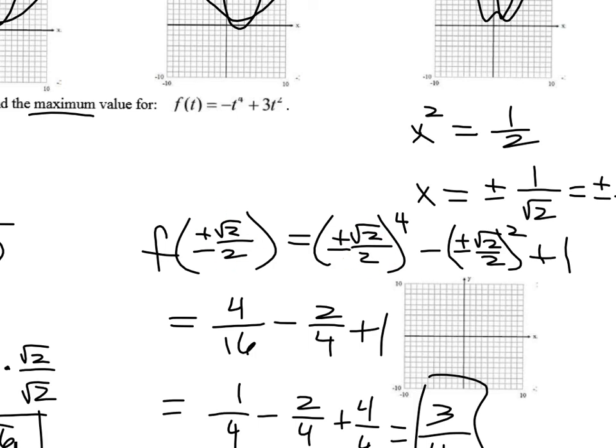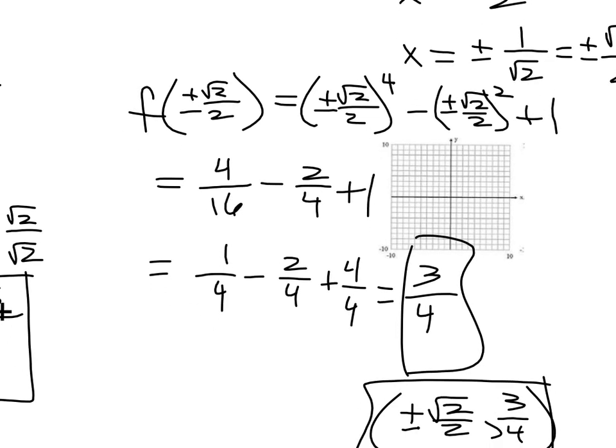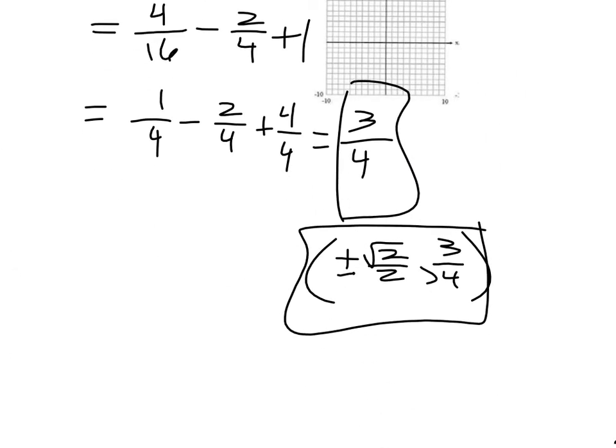And when we do that, if you look, root 2 over 2, whether it's plus or minus, to the 4th would just turn positive. Same here, plus or minus squared would also turn positive. And this right here, the 4 in the index of 2 would go to 2 squared, so that'd be 4 in the numerator, divided by 16. And then here, this would be 2 over 4. And then if you simplify that, 1/4 minus 2/4 plus 4/4 gives us 3/4. So that means both of the inputs of plus or minus root 2 over 2 gives us 3/4.